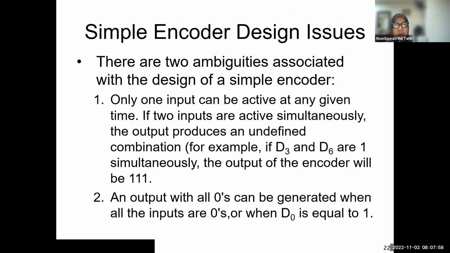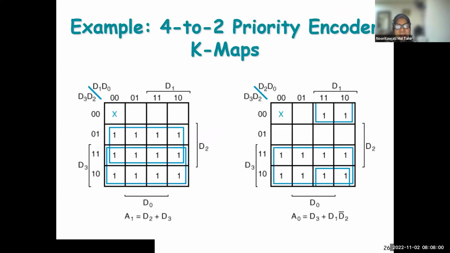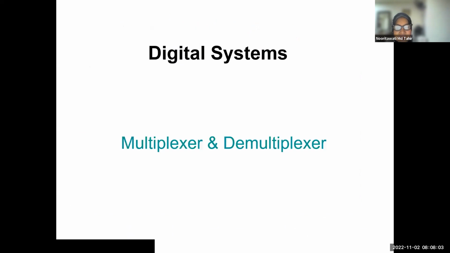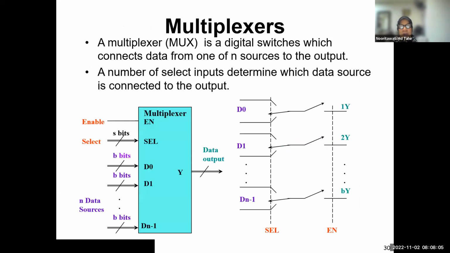So today we will go into multiplexer and see what multiplexer and demultiplexer are all about. The symbol of multiplexer is here, MUX. A multiplexer is actually like a switch. It acts like a digital switch that will connect the input from one source to the output.